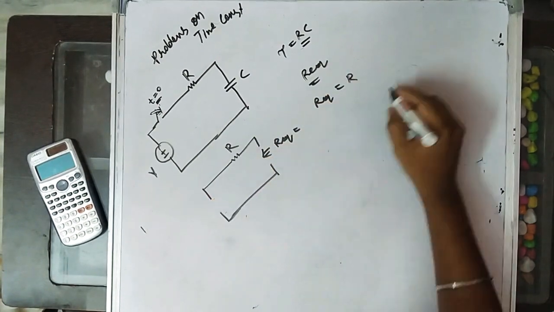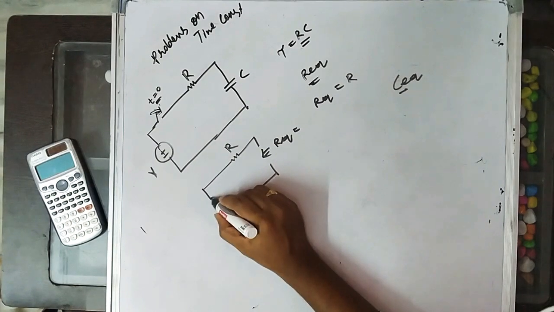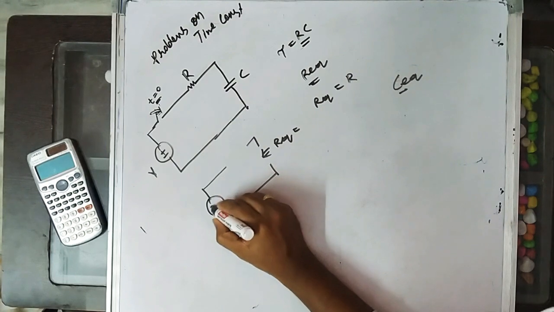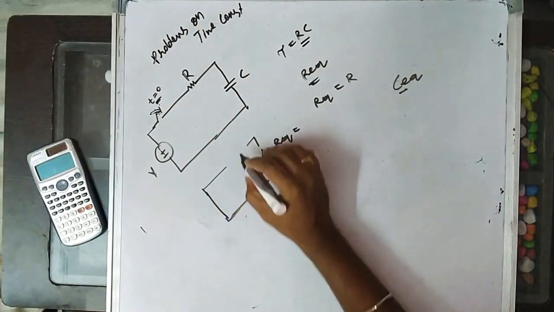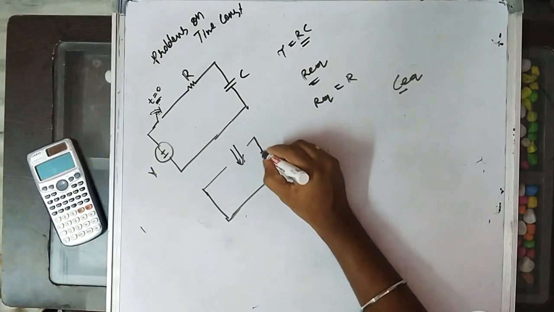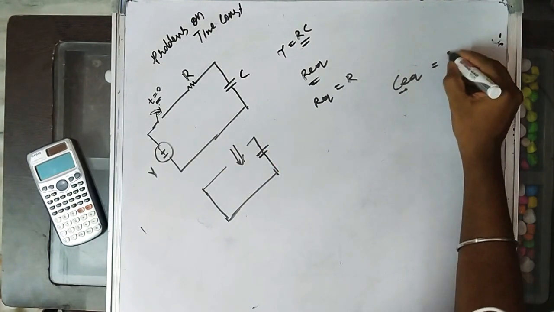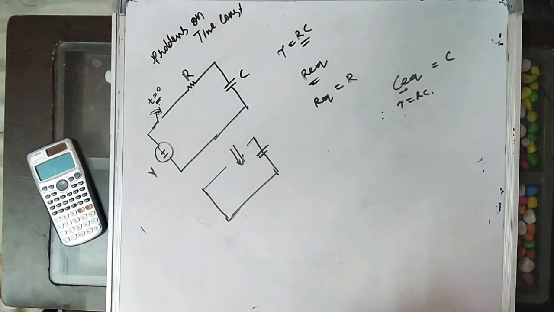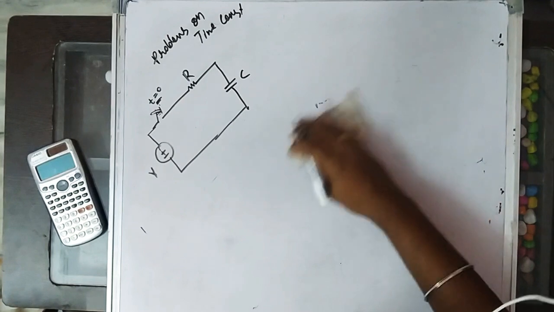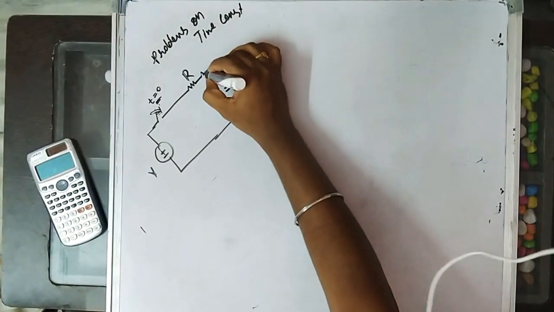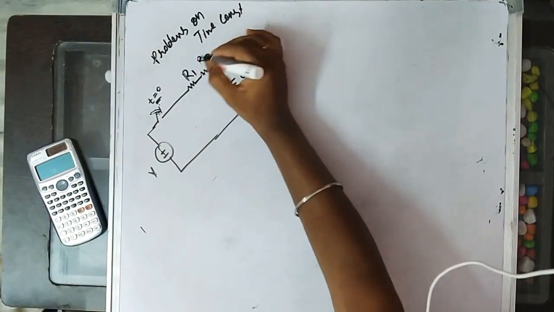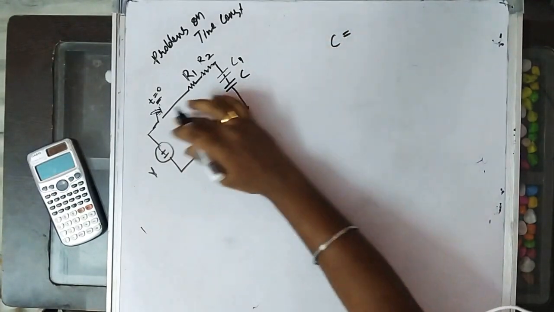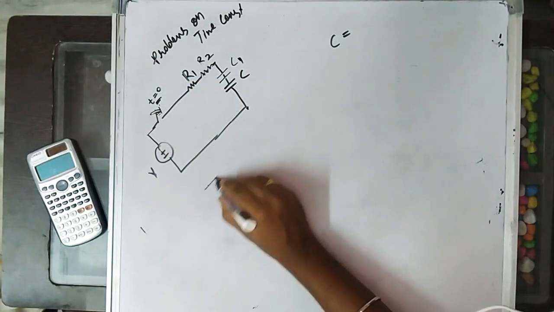And again for C equivalent, in the same circuit we remove the resistor, and place the voltage source as a short, and it looks like this. Then C equivalent equals C. So the time constant equals RC. Now for the same circuit, I place R1, R2 and this is C1. Now the switch will be operated and the circuit will be in this form.